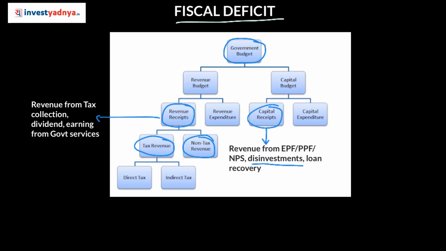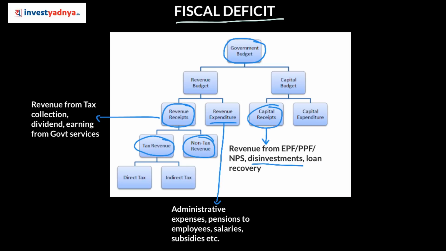Then there are two types of expenditures as well. Revenue expenditure is the expenditure made by the government on a recurring basis, which is a yearly basis, such as administrative expenses, interest payment on loans taken by the government, pensions, subsidies, etc.